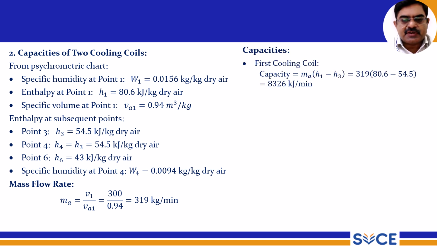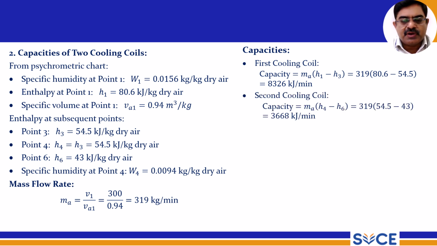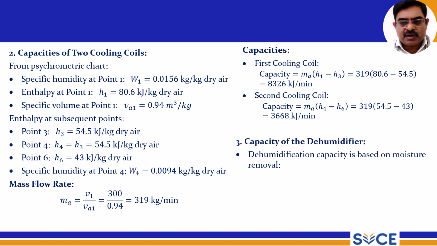So first cooling coil capacity is MA into H1 minus H3, that is 8326 kilojoules per minute, and the second cooling coil is MA into H4 minus H6. By substituting these values, we get the second cooling coil capacity equal to 3668 kilojoules per minute.